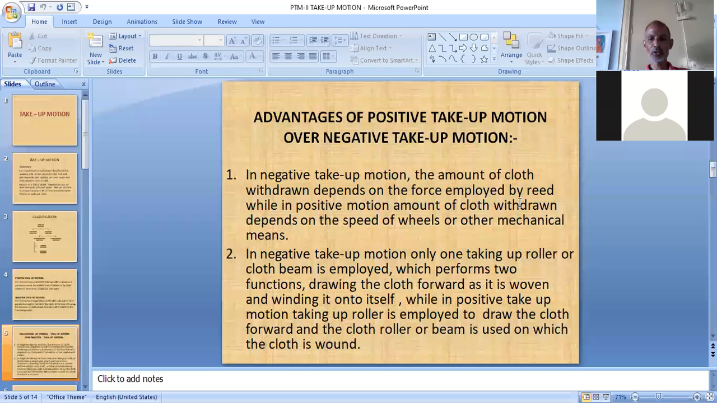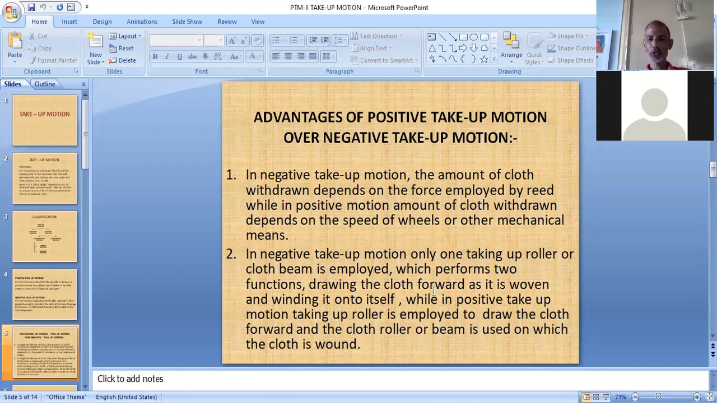In negative take-up motion, the amount of cloth withdrawn depends on the force employed by the reed, while in positive motion, the amount of cloth withdrawn depends on the speed of wheels or other mechanical means. यहाँ positively हम जो speed decide कर रहे हैं, उसी के according fabric withdrawn का जो amount है, that will depend. But in negative, it is not in our control.